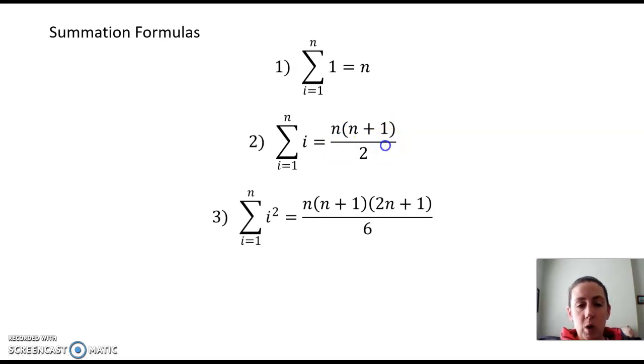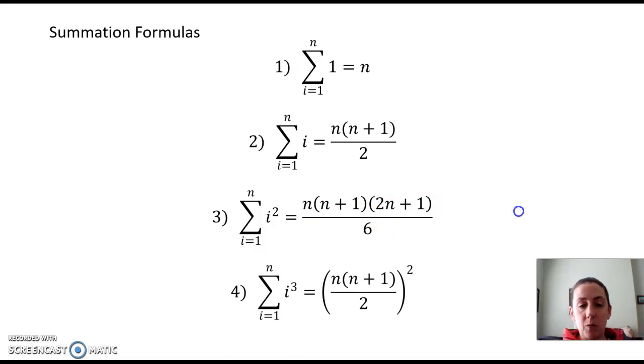The summation from 1 to n of i squared is this ending term, n, times n plus 1, times 2n plus 1, all over 6. And if you wanted to take the summation from 1 to n of i cubed, it would be n times n plus 1, all over 2, but this entire quantity squared.